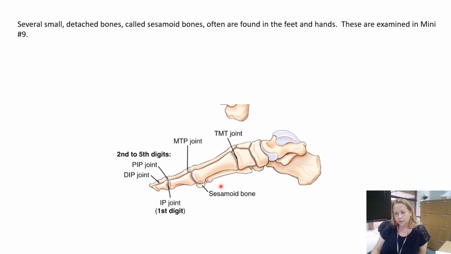We are also going to go over the little sesamoid bones. Those are going to be discussed in mini number 9, I believe. Oh, yeah, it says so right there. Mini number 9, because I like the sesamoid bones. I'm going to go over the whole thing because there are different x-rays for those. So this is just a lateral view of the foot.